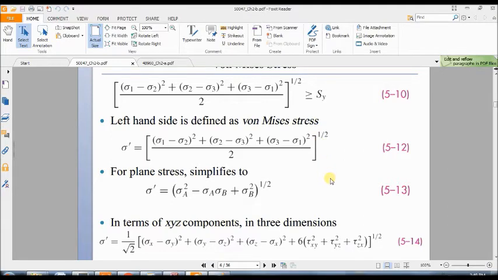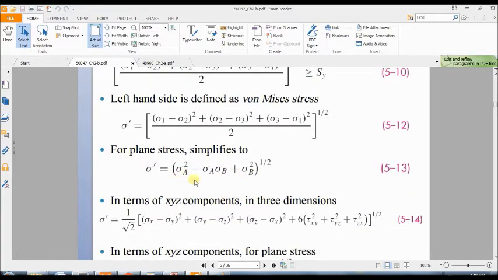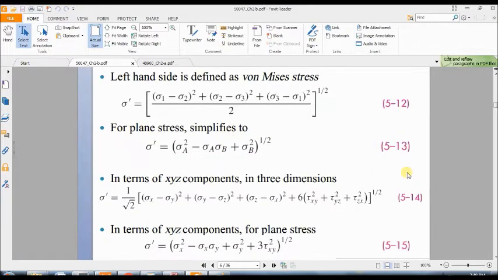If we have only two principal stresses, when we are talking about a two-dimensional stress element, that means sigma 3 is 0. When sigma 3 is 0, then we have only sigma 1 and sigma 2. We use sigma A and sigma B to show them. So sigma A and sigma B are the only two principal stresses, and sigma 3 is 0. In this way, the effective stress can be found by equation 5-13.